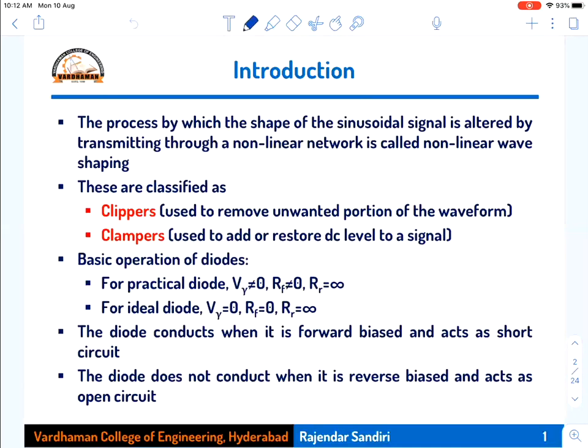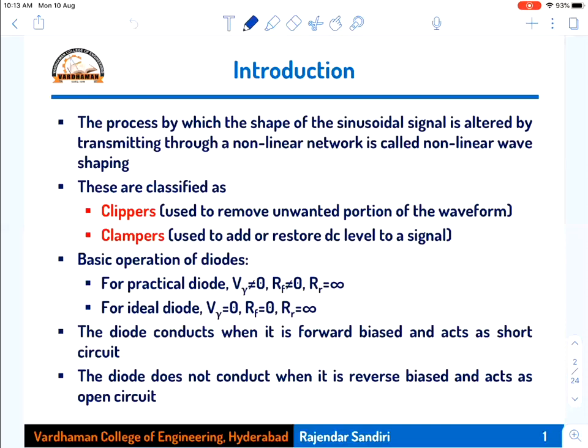A clamper adds a DC level to a signal. A clipper removes the unwanted portion of the waveform; some portion of the sine waveform will be sliced away. These two networks, clippers and clampers, we call nonlinear wave shaping networks. The operation of these two circuits depends on the operation of the diode. You know how the operation of the diode takes place. Diodes operate based on the biasing voltage that is applied across the diode. If the diode is forward biased, it acts like a short circuit.